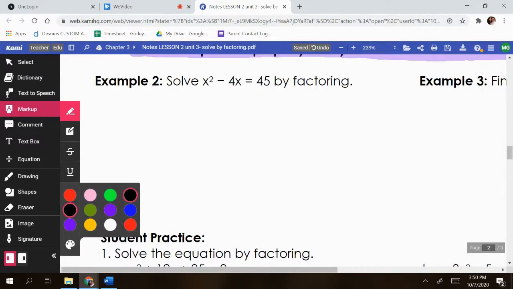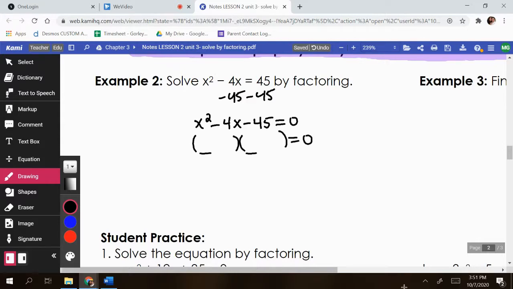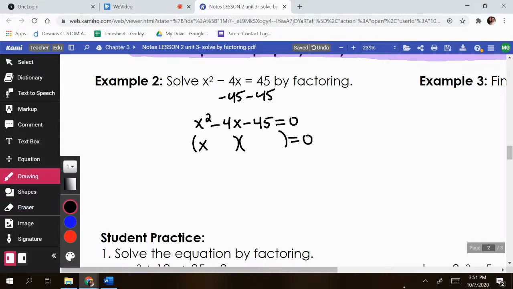All right, so let's take a look at this. Again, the first step is I want to get this set equal to 0. So I'm going to start by subtracting 45 on both sides. So I get x squared minus 4x minus 45 equals 0. Set up our parentheses. What times what is x squared? That's going to end up being x times x.